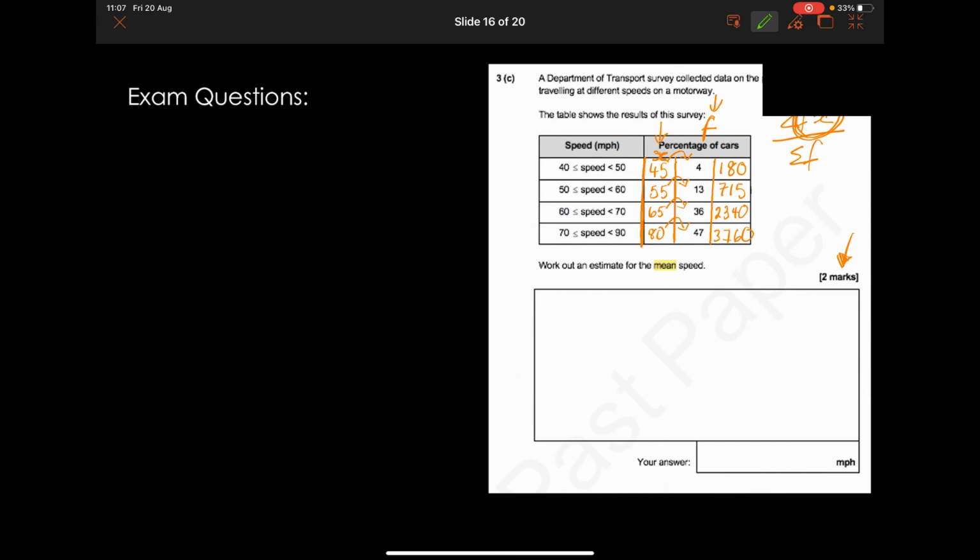Right, so we've done the fx part. We're now going to do the sum part, which means we need to add all of these together. Okay, we need the sum of that column. Okay, so we need to do 180 plus 715 plus 2,340 plus 3,760. So that should give us 6,995. If I have made any mistakes, feel free to tell me.